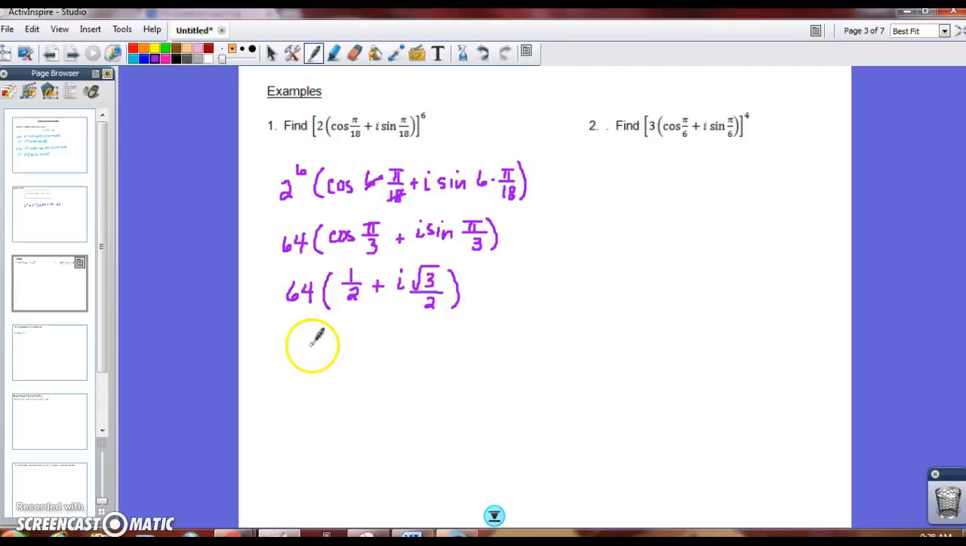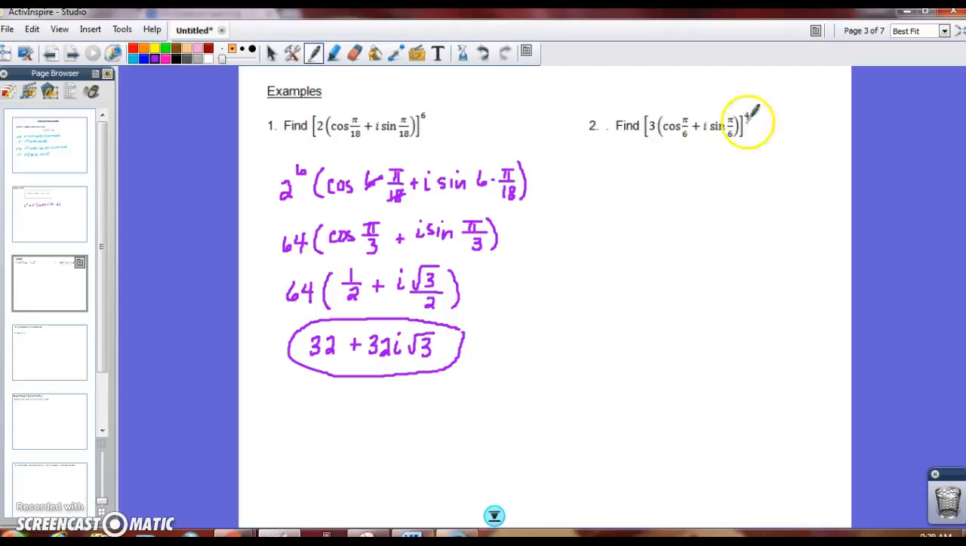And so if I distribute that 64, I end up with 32 plus 32i root 3. And that would be your final answer. We always write the i before a radical, but after a number. Okay? Okay, let's look at the second one.